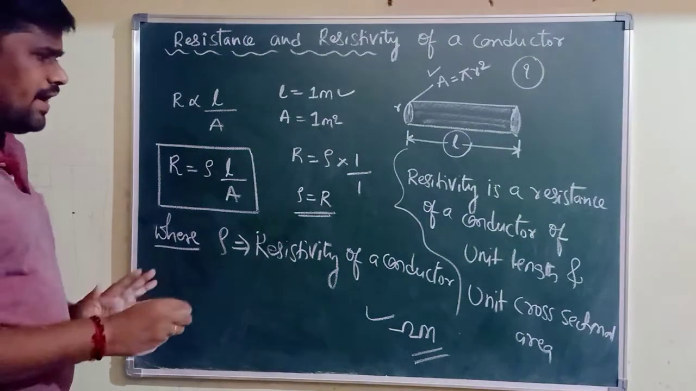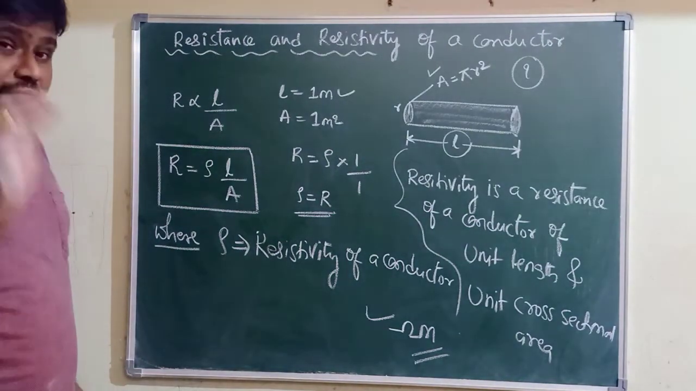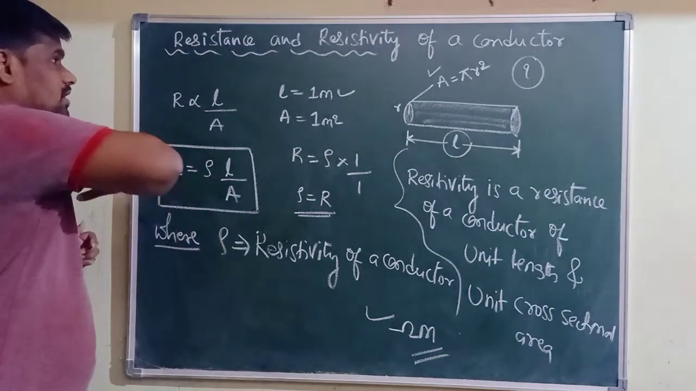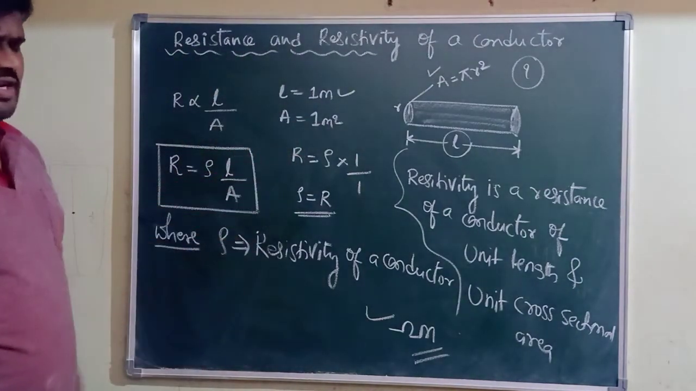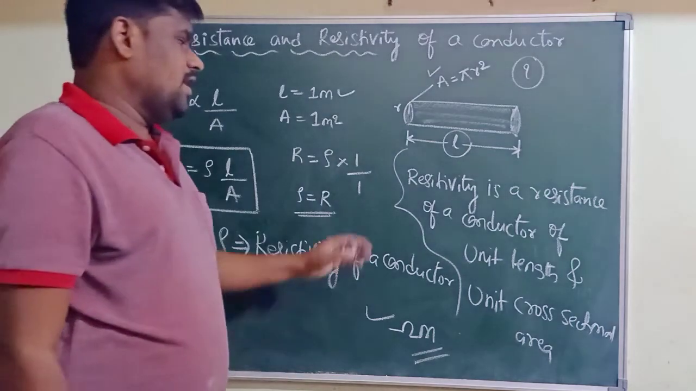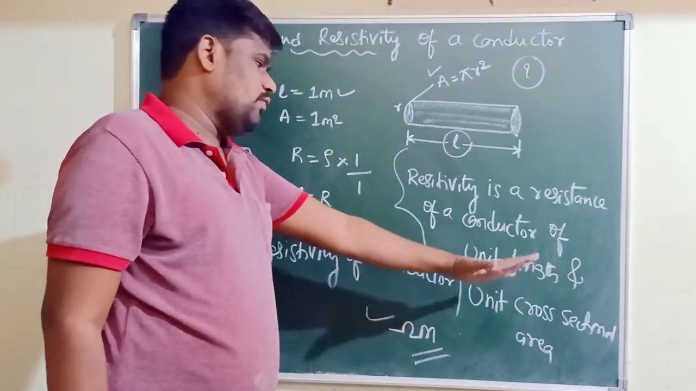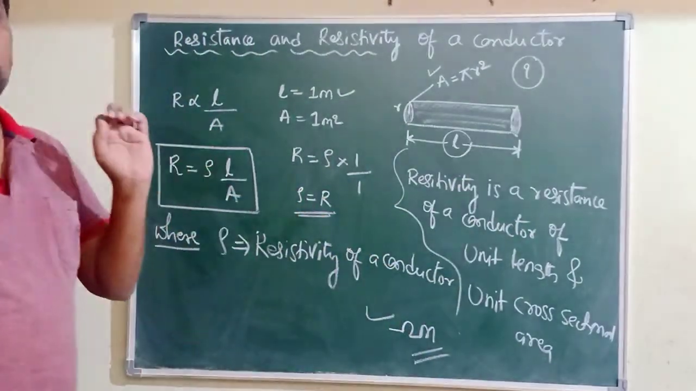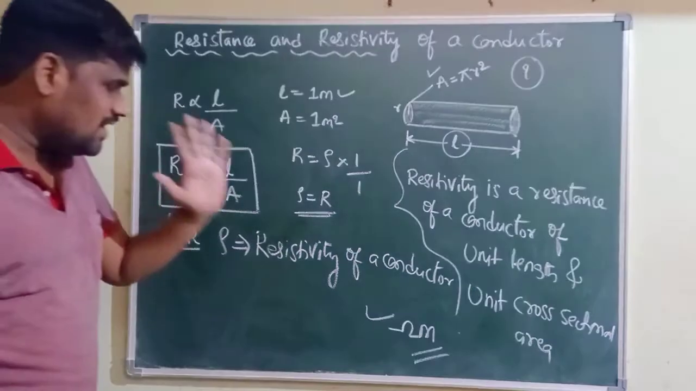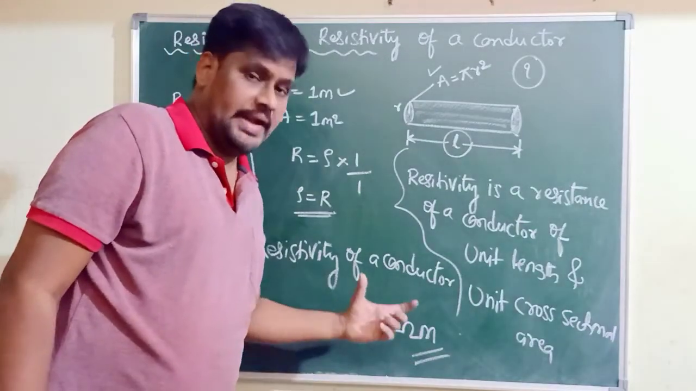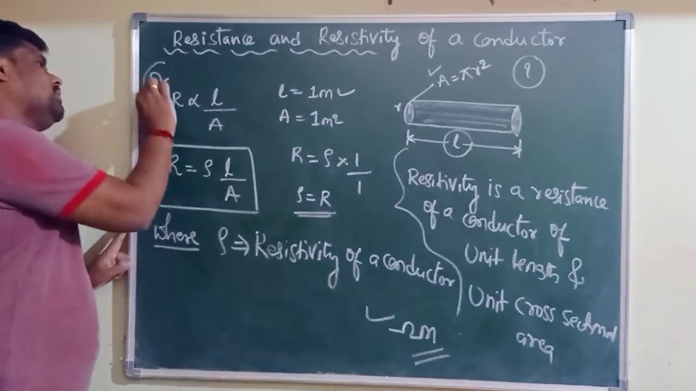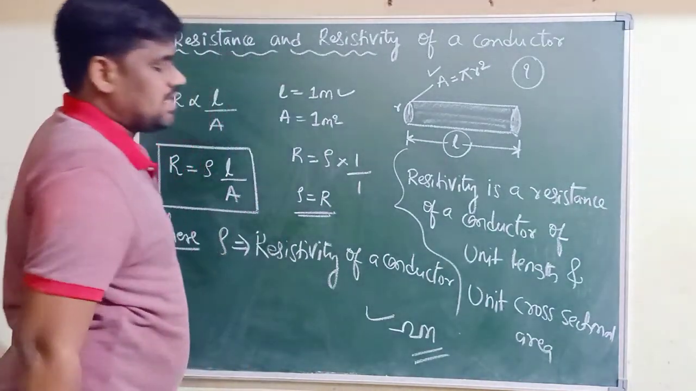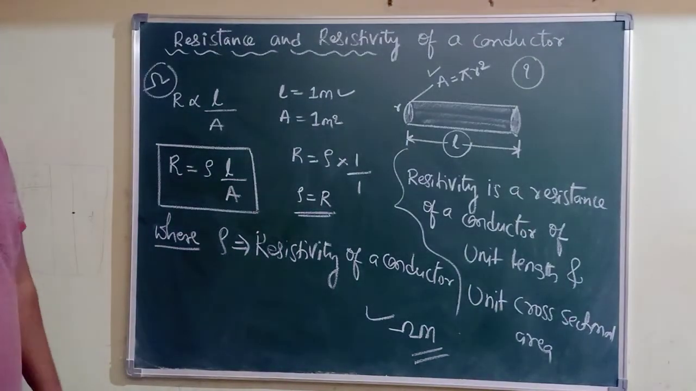Try to find and note down the difference between resistance and resistivity of a conductor. Definition clearly you can write. What is resistivity? It is the resistance of a conductor of unit length and unit cross sectional area, and its SI unit is ohm meter. Whereas the resistance SI unit is ohm, and resistivity SI unit is what? Ohm meter. Okay.